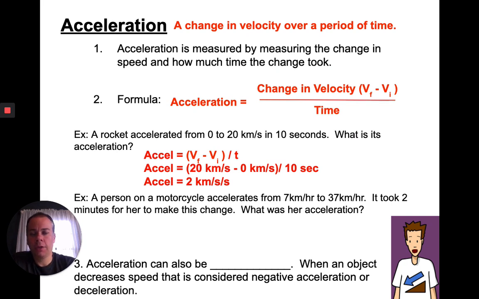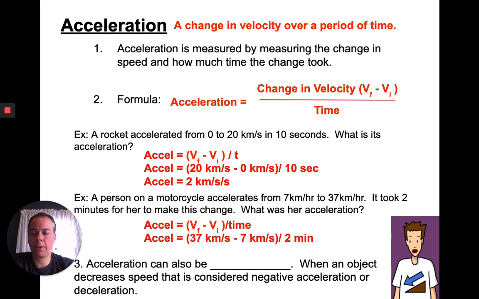Okay, so again, we want to start with our formula. Acceleration equals VF minus VI over time. In this case, the final velocity, the ending velocity, was 37 kilometers per hour. The initial or starting velocity was 7 kilometers per hour. And the time was 2 minutes. So we set up our problem.